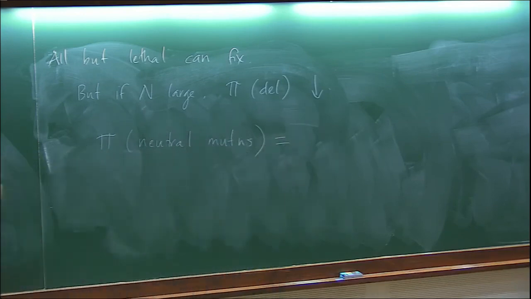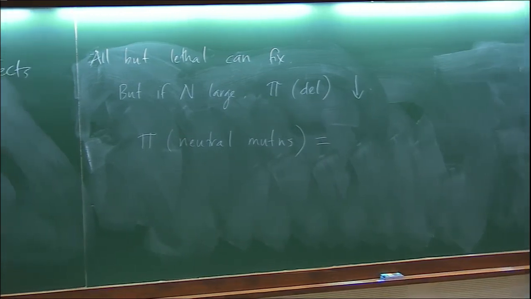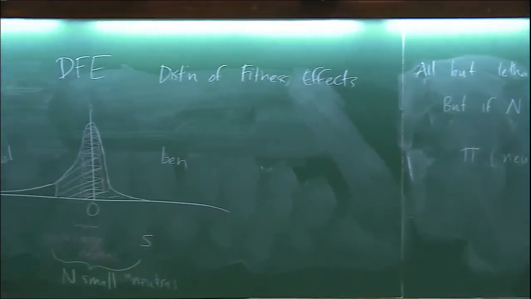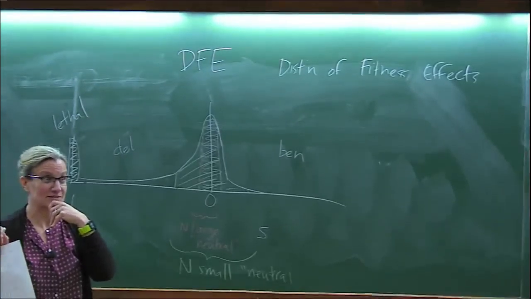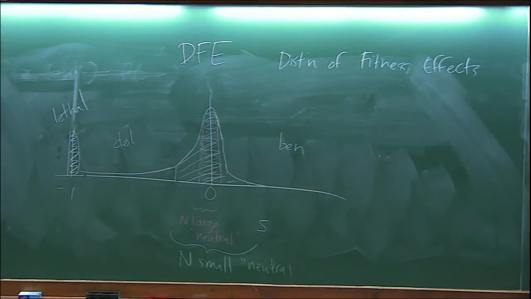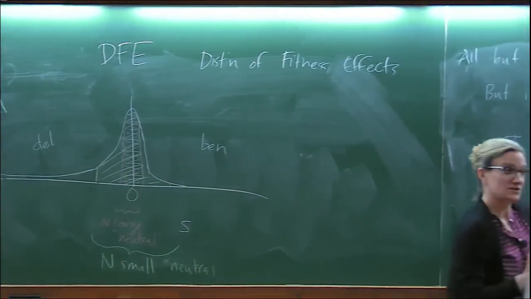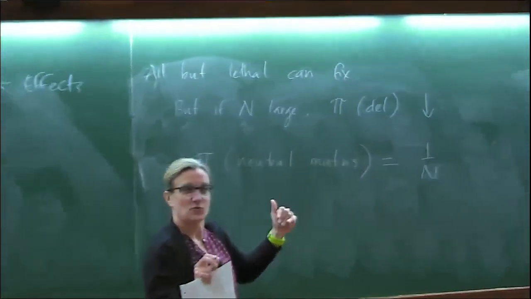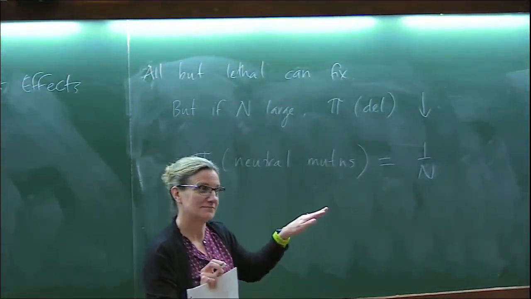So for a neutral mutation, we start with a single copy in a haploid asexual population of size n. What's its fixation probability? Neutral mutation, so S is 0, it's 1 over n. You probably got that if you did the beginning. Yeah, so this is 1 over n, because it's just a random walk. If you start at that frequency, yeah.